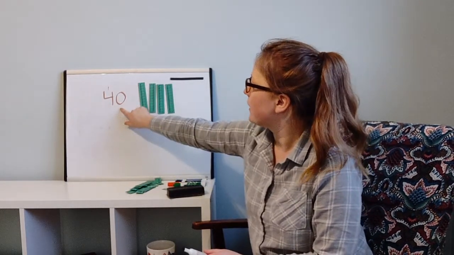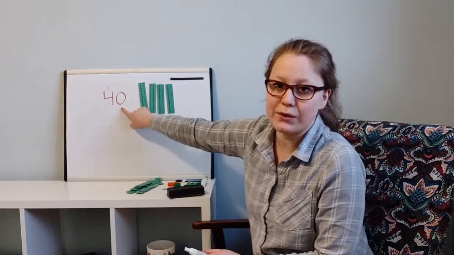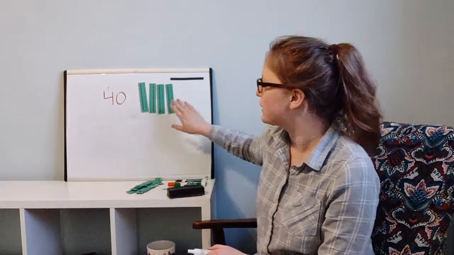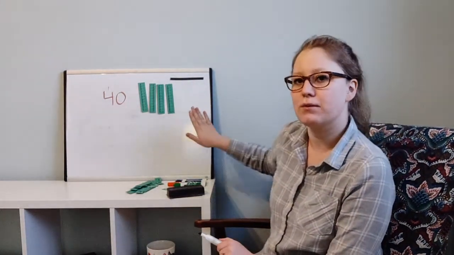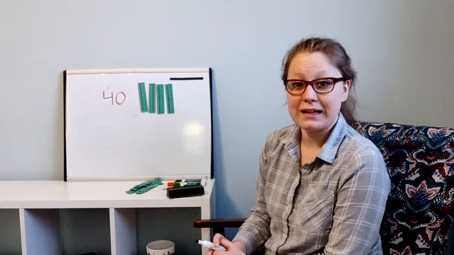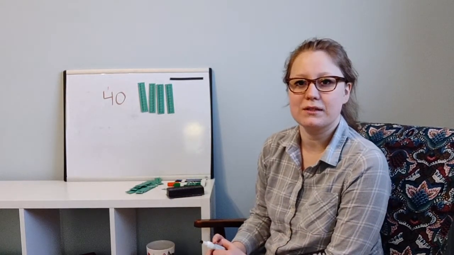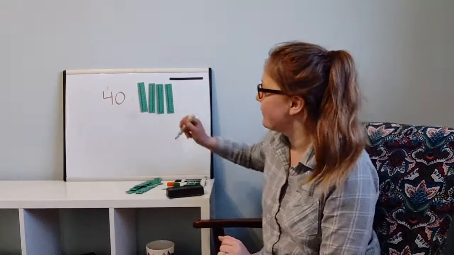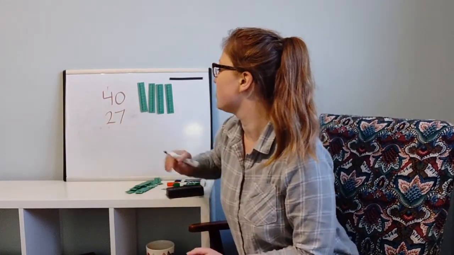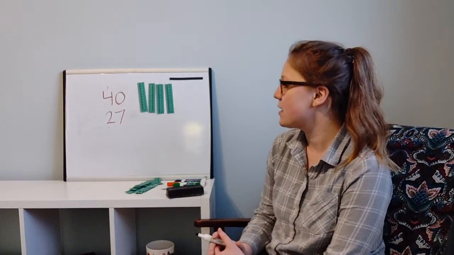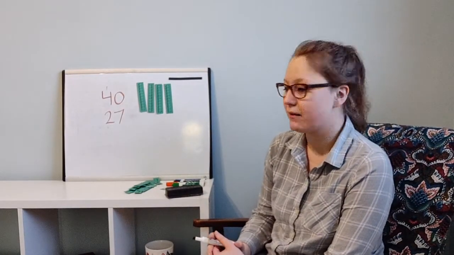And our number 40 has a 0 in the ones place, which means we don't need any ones here. The next number that I would like you to build is the number 27. Can you build for me the number 27? 27 looks like this. A 2 and a 7. We have the number 27 here.